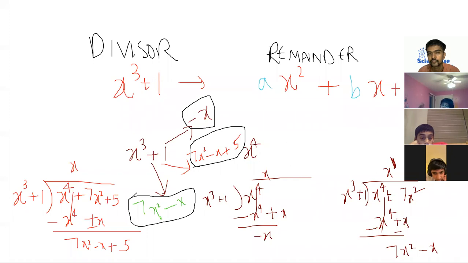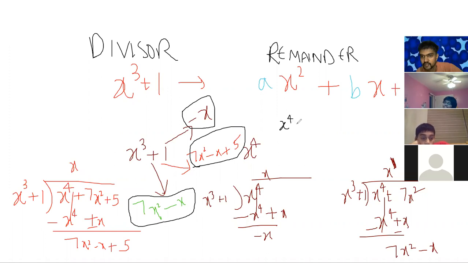Yeah, but isn't the remainder just what's left after? So technically, wouldn't the dividend be the divisor times some number plus the remainder? Correct. The remainder here is 7x square minus x. But then how can the remainder be 3 different numbers? Yes, good question.